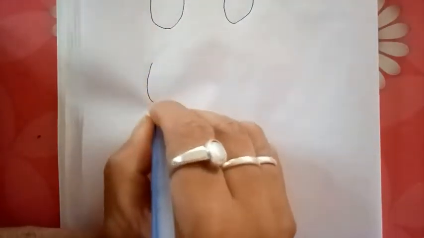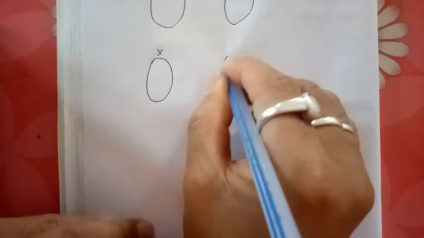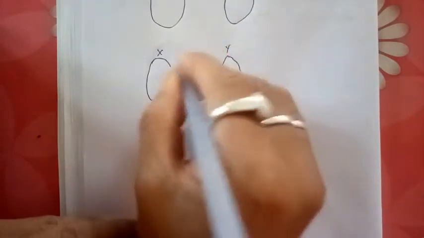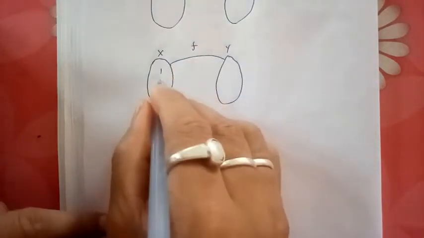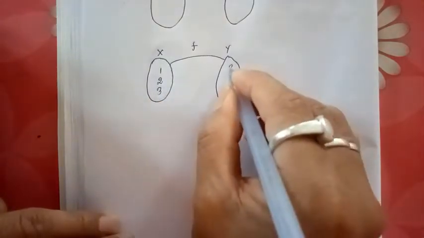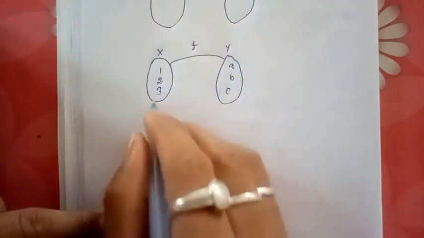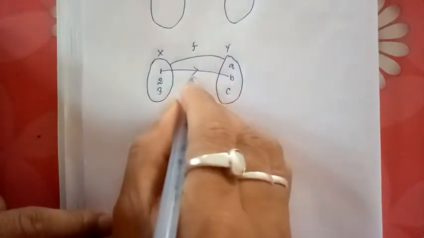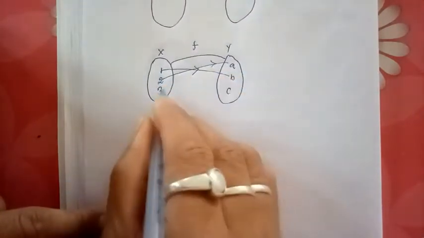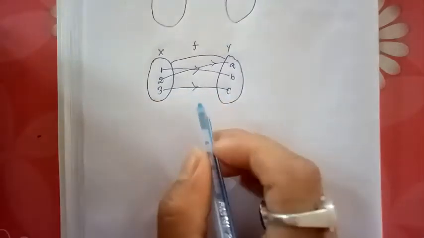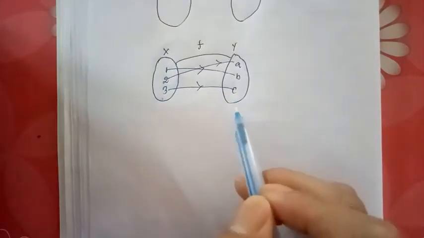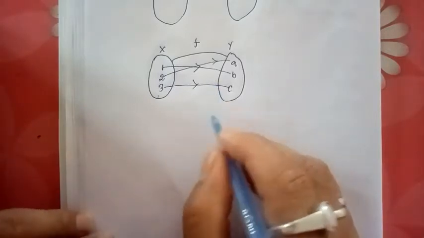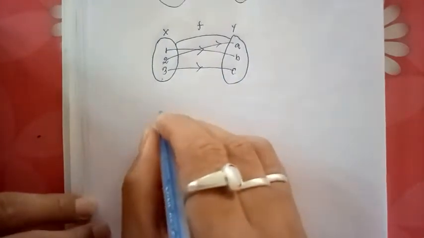Such as the function from set X to Y. This is the function. I consider some elements, 1 2 3 and a b c. If I map them like this, then what do we understand? This function is both one-one and onto. Now this function can be invertible. We can write this function like this.